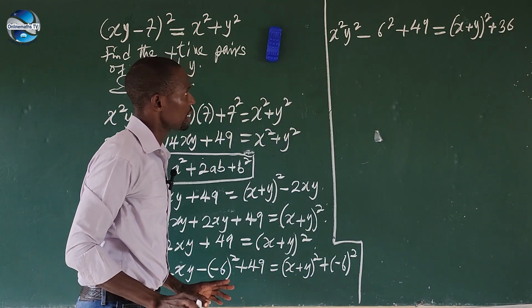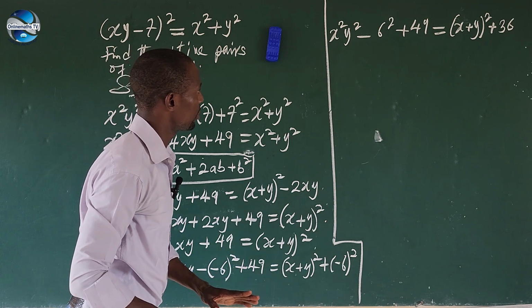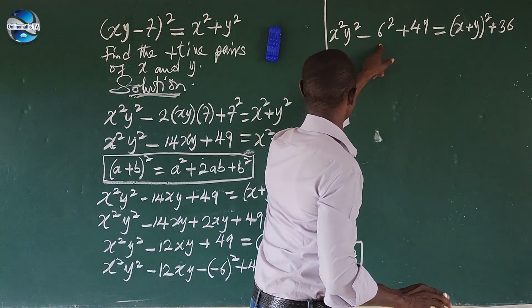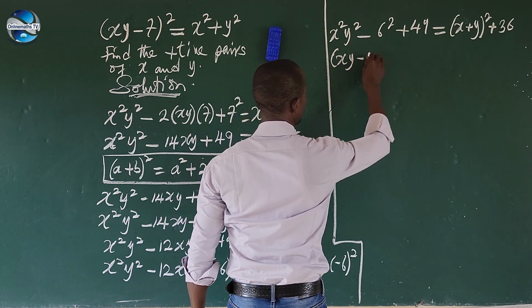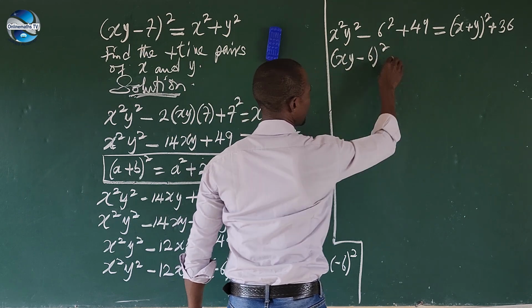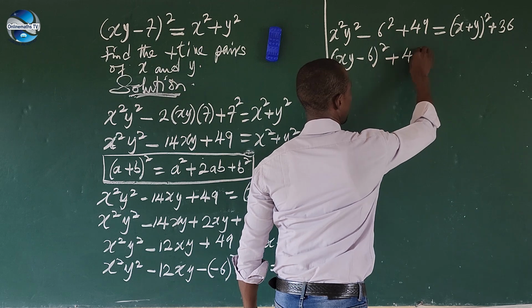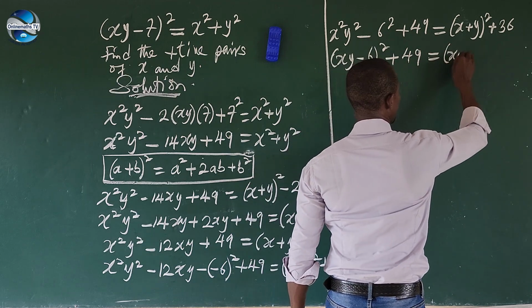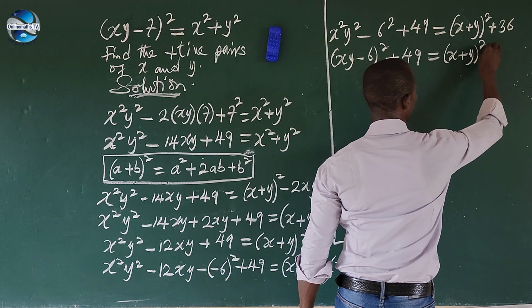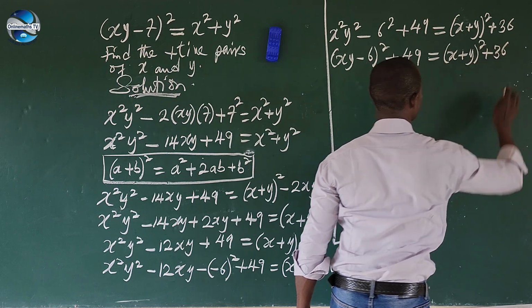What we do next is easy. We can rewrite this, which now gives us (xy − 6)² + 49, everything equal to (x + y)² + 36.